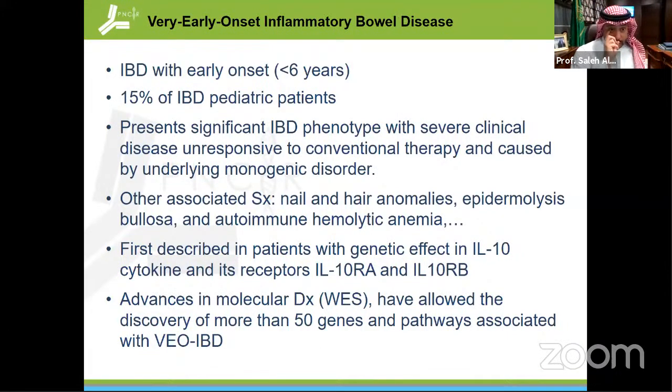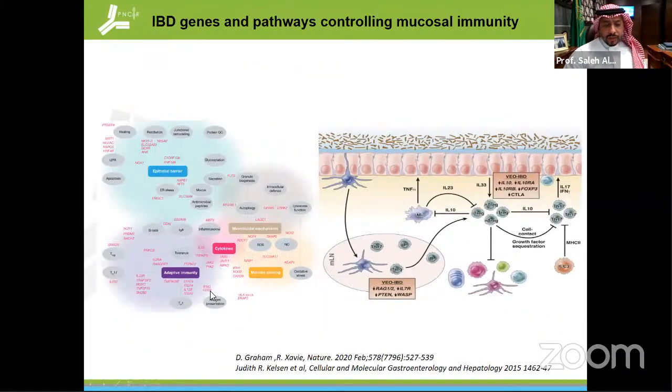Mainly, it has been associated with monogenic defects. So it is a monogenic disorder and can manifest with different types of manifestation, including IBD-like disease, nail and hair abnormalities, epidermolysis bullosa, and autoimmune hemolytic anemia. It was first described in patients with genetic defects in IL-10 cytokine and IL-10 receptor A and B. With advanced molecular diagnosis, more than 50 genes and pathways have been associated with very early onset IBD. The list is piling up, but looking at IL-10, which was described initially, we have found patients in Saudi Arabia with IBD related to IL-10 and IL-10 receptor.